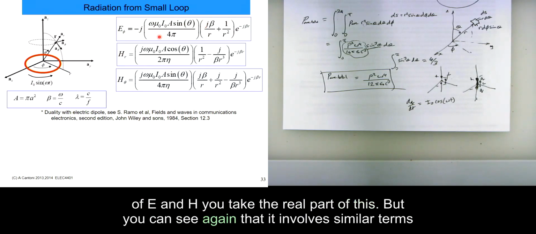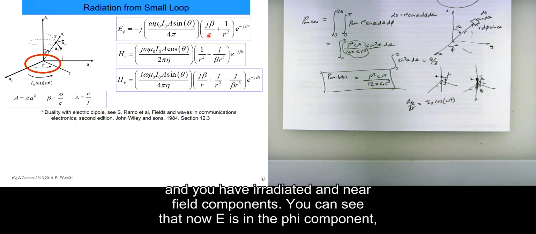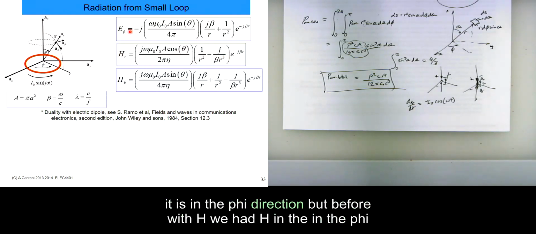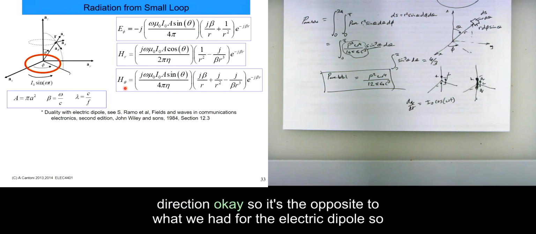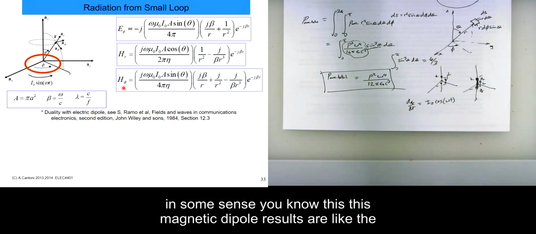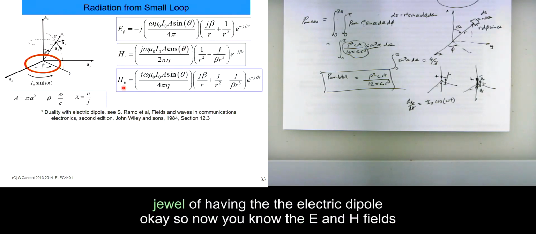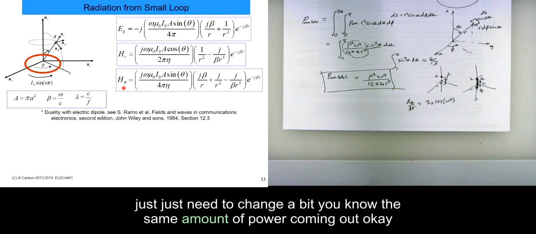You can see again that it involves similar terms, and you have radiated and near field components. Now E is in the phi direction, whereas before it was H in the phi direction. The radiated component of H is now in the theta direction, so it's the opposite to what we had for the electric dipole. In some sense, the magnetic dipole results are like the dual of the electric dipole. The E and H fields just interchange, but the same amount of power comes out.